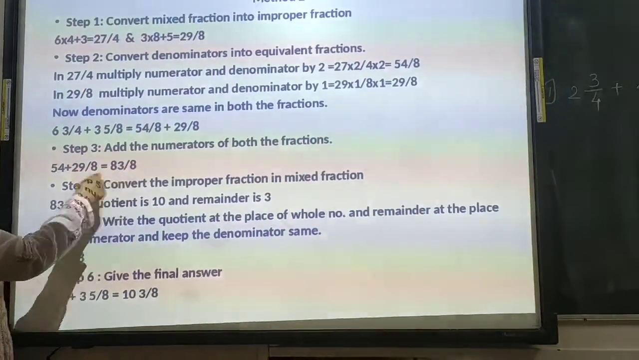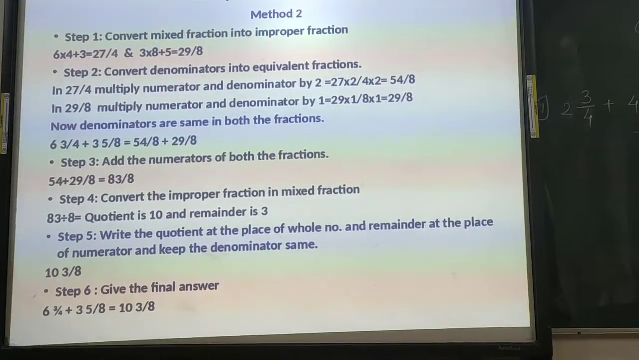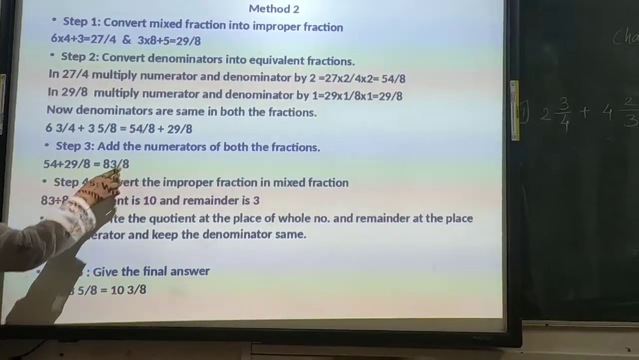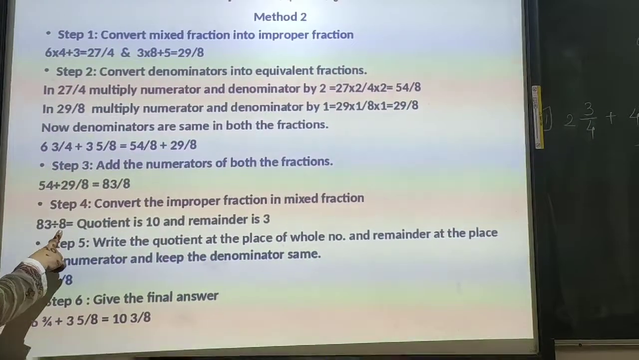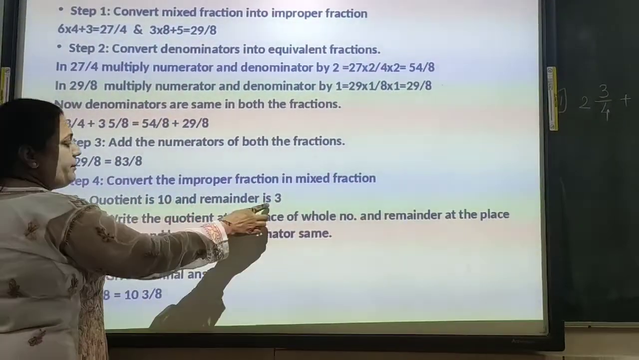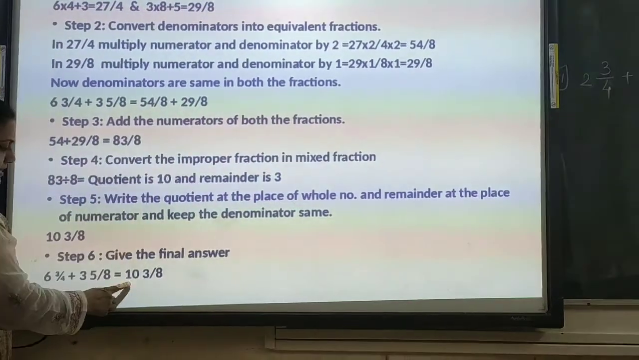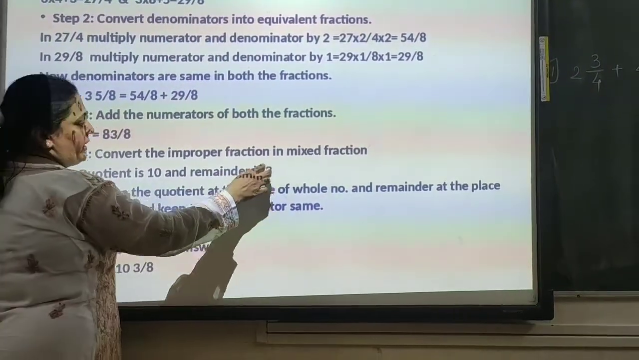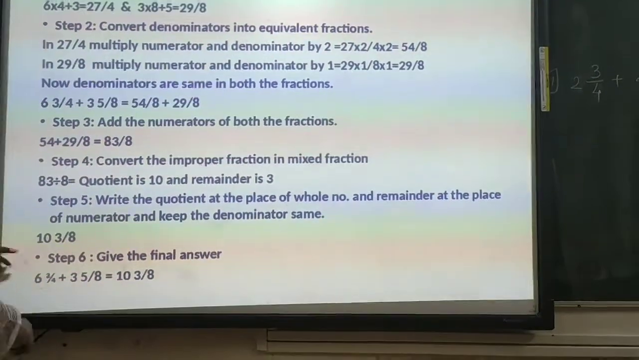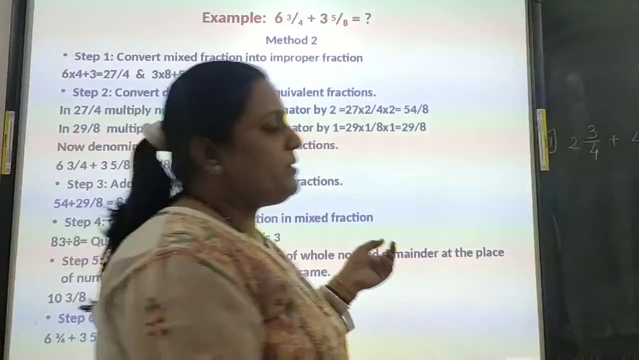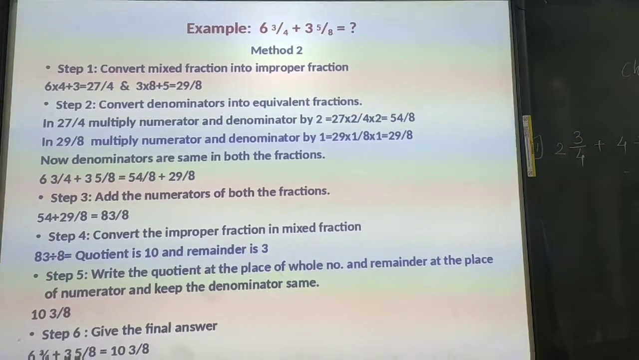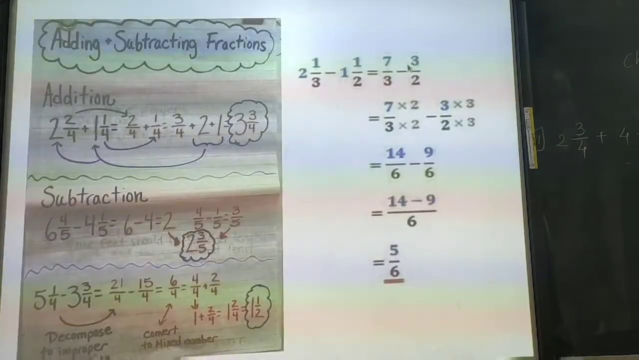This is an improper fraction again, so convert it into a mixed fraction. How do we convert? Divide numerator by denominator. 83 by 8, 83 divided by 8. The quotient will be 10, 8 tens are 80 and 3 is the remainder. Write the quotient at the place of the whole number, write the remainder at the place of the numerator, and the same denominator we will copy. So the answer is 10 3 by 8. This method is easy compared to the first method, but it depends on you. If you feel the first method is easy, then you can go for it.